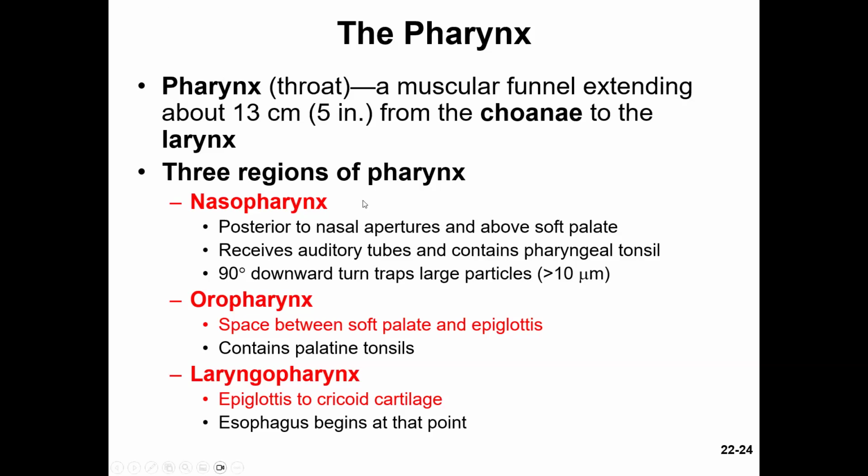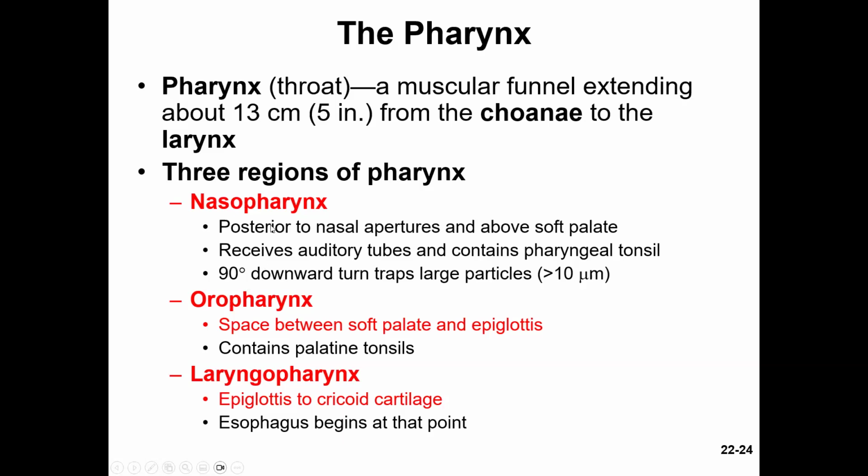We're gonna see the nasopharynx. Posterior to nasal apertures, above soft palate, receives auditory tubes, contains pharyngeal tonsils. Now, a lot of this is going to be on our word list for our models. You're gonna need to know nasal, oral, and laryngopharynx and oropharynx. What I want you to know about these is, number one, where they're found. Number two, what type of cells are found here.